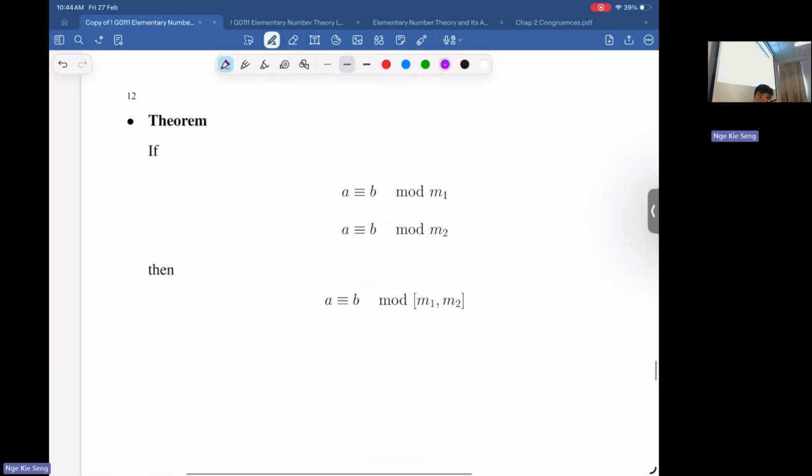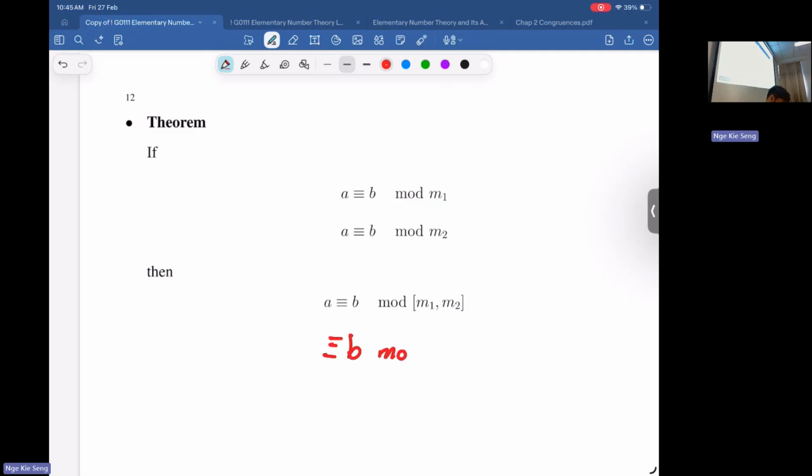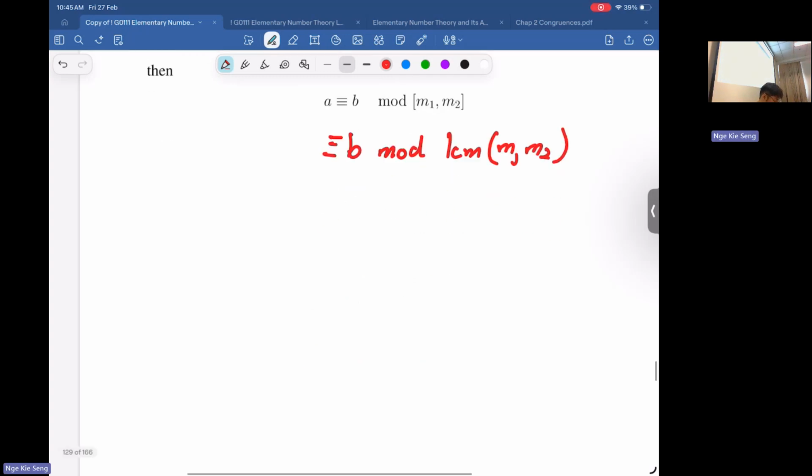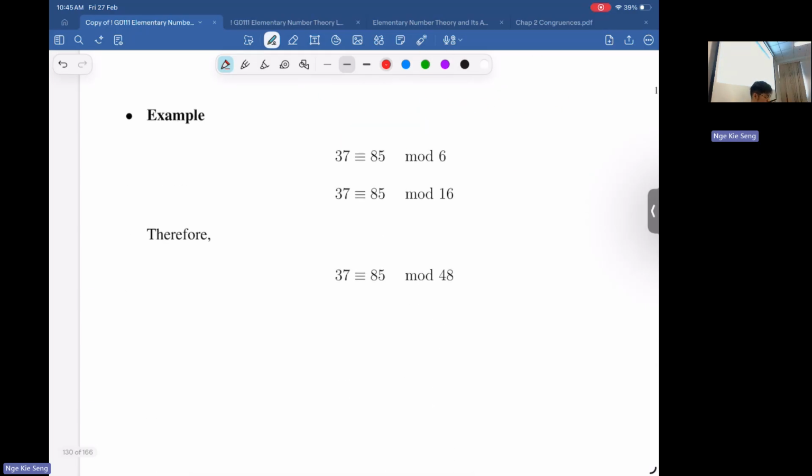Okay, let's continue. The next theorem is: if you have two congruences, then the two numbers are congruent mod their LCM. If you still remember, this notation is for LCM. So what example can I give you? The example is this. Let's say 37 is congruent to 85 mod 6, and 37 is congruent to 85 mod 16. Then we also know that 37 is congruent to 85 mod 48.